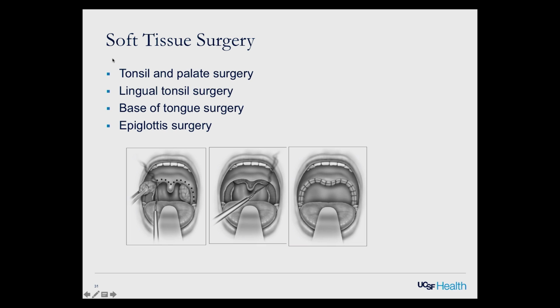You can also do surgery for tonsils at the back of the tongue, the ones that you saw in the video, base of tongue surgery and epiglottis surgery, depending on the level of collapse. This is called soft tissue surgery because we're altering the anatomy of the soft tissue of the upper throat along those muscles, and removing tissue that can be removed, such as tonsil tissue.